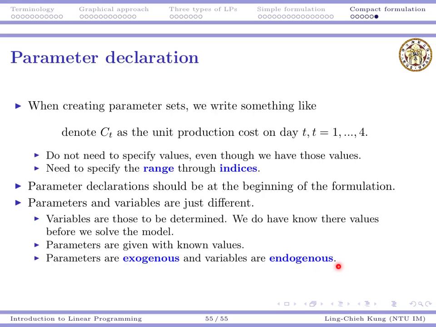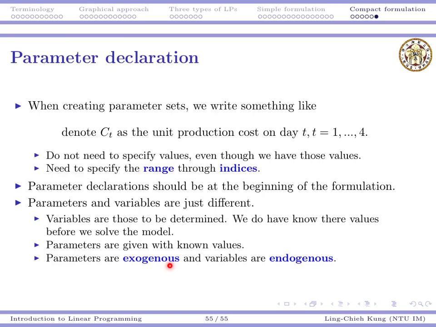So when you read these two terms, if something is endogenous, that means something is going to be determined, something may change; those are variables. If something is exogenous, that means it is given or fixed.